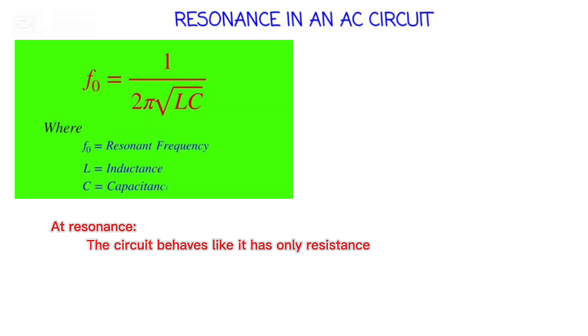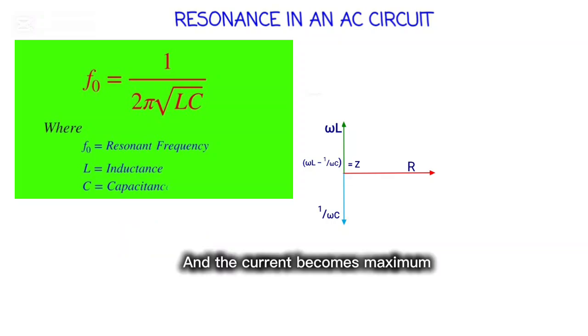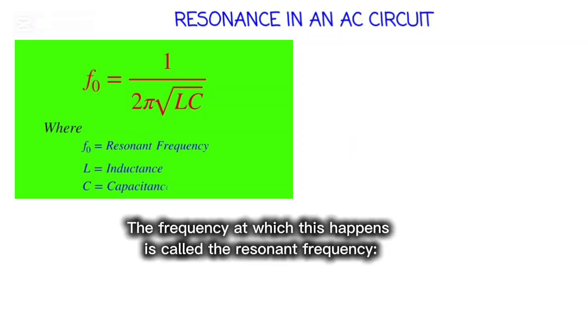At resonance, the circuit behaves like it has only resistance. The impedance becomes minimum, where Z is equal to R, and the current becomes maximum. This is the point where the circuit works most efficiently. The frequency at which this happens is called the resonance frequency.